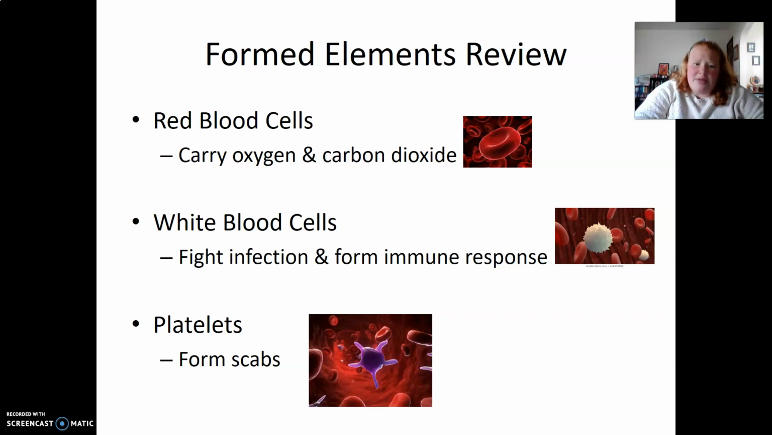Second thing are your white blood cells. They fight infection and form your immune response. So if you have a parasite in your body, you got a white blood cell for that. If you have something that you're allergic to that gets in your body, you've got a white blood cell for that. They are here to be the defenders of your body. And then platelets, which form scabs.